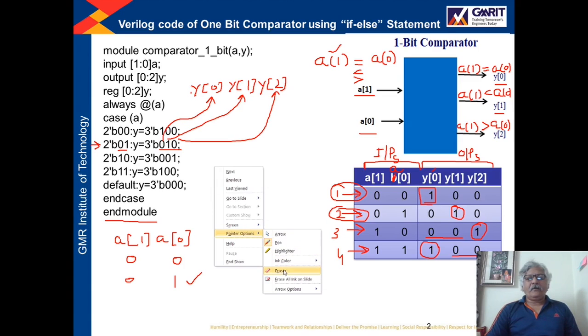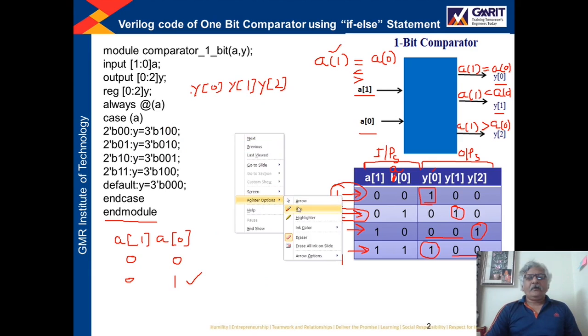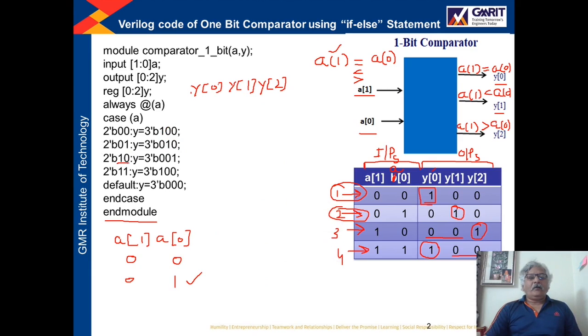Now we will see the third condition. In the third condition, if the value of A is 1 0, 1 0 means A1 is 1 and A0 is 0, then see row 3. In row 3, y2 is 1. So see what value we are assigning: 0 0 1. Y2 is 1, so this value is assigned to y.